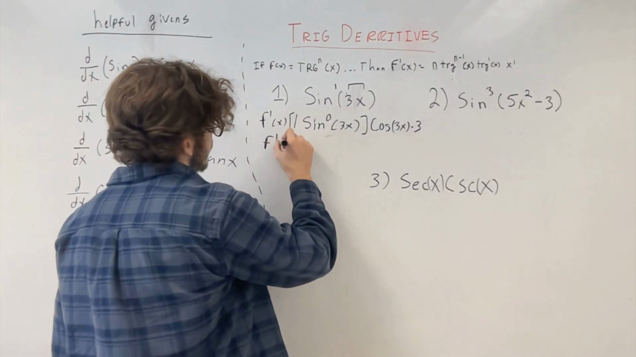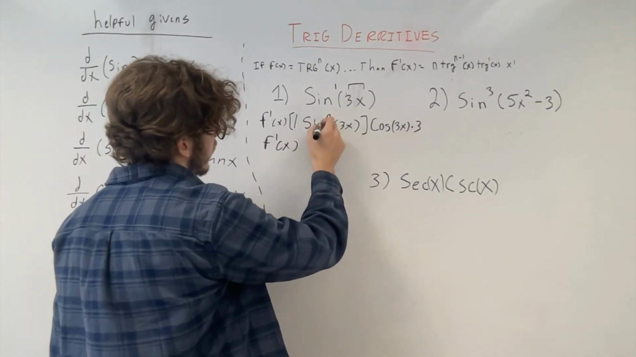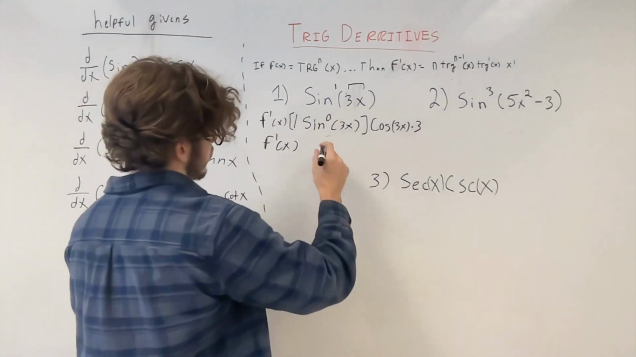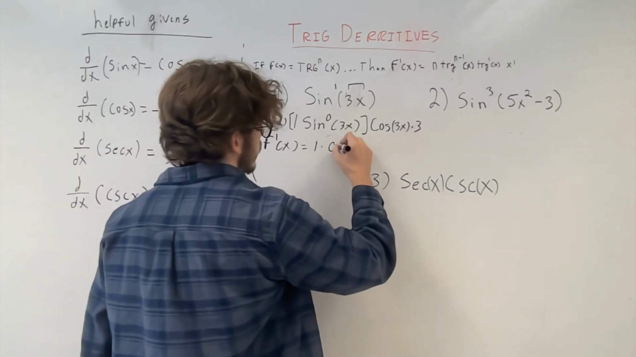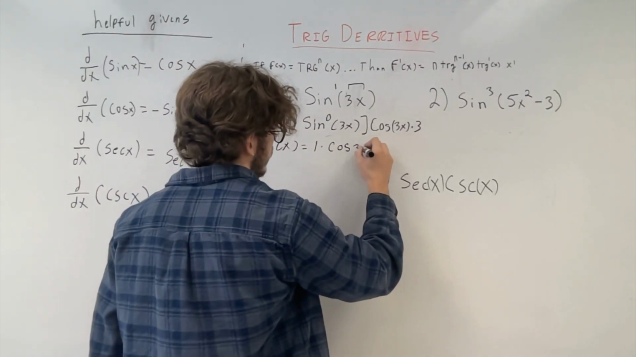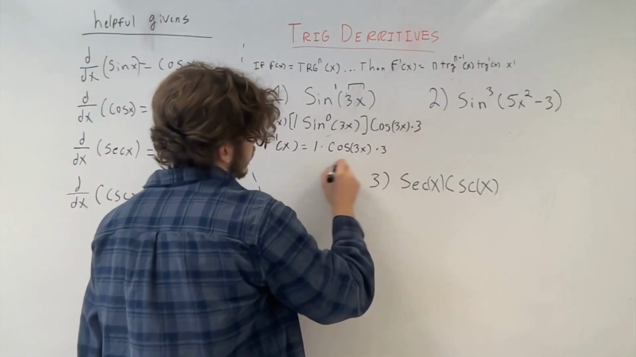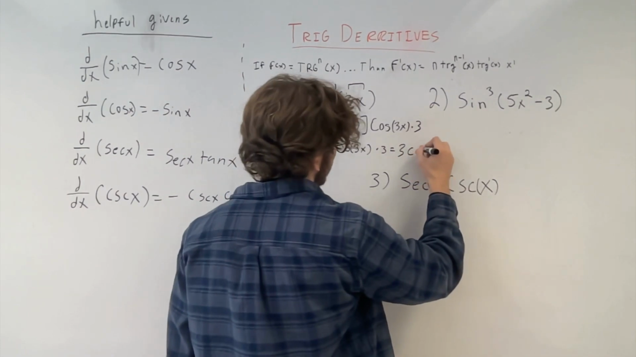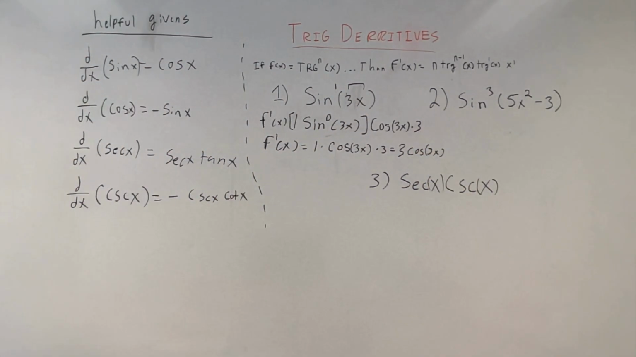So we say that f prime of x is equal to 1 times, and sine to the 0 of 3x is 1, because anything to the 0th power is 1. So this is equal to 1 times cosine of 3x times 3. We can combine terms here. 3 times 1 is 3, so we have 3 cosine of 3x. That is the derivative of sine of 3x.